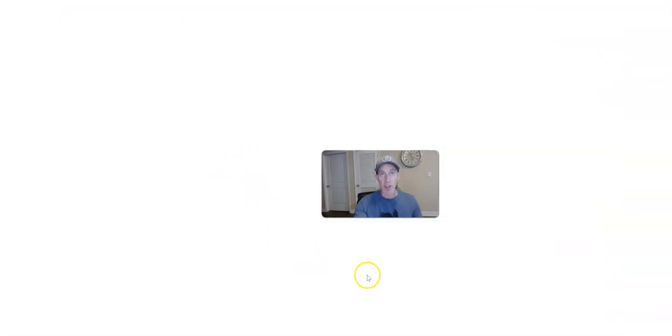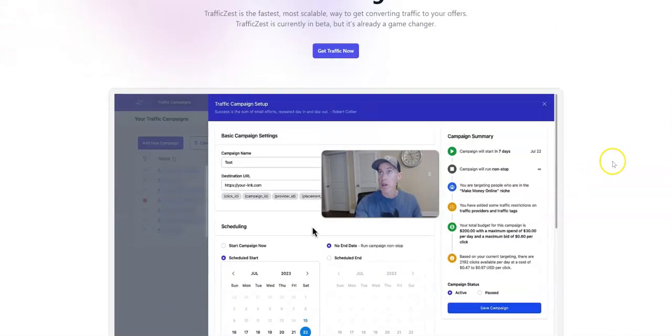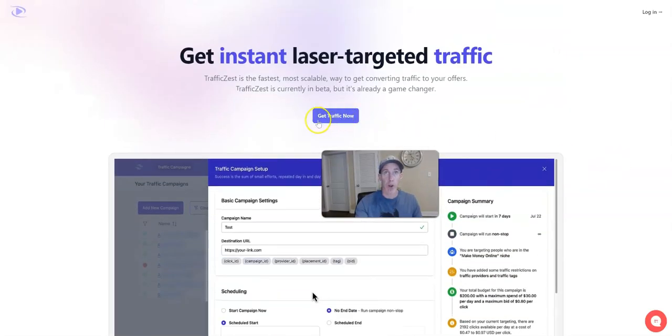Now, TrafficZest is a platform that has solo ad providers where you can get instant laser targeted traffic. I have gotten a sale from TrafficZest. I'll never put a link below my videos that hasn't worked for me. So I did get a sale. I get leads from TrafficZest. I have had a member join from TrafficZest.